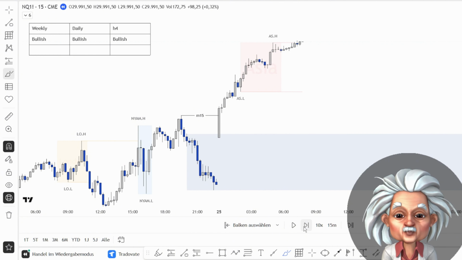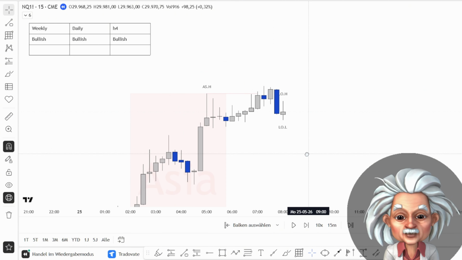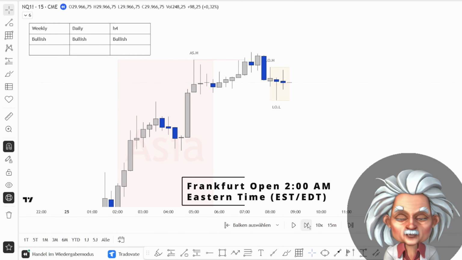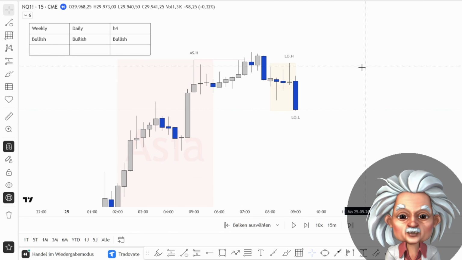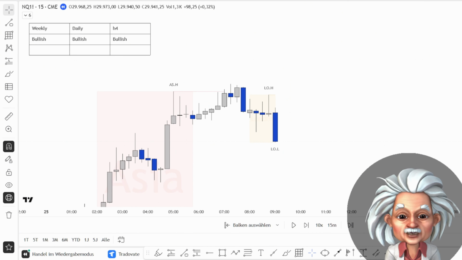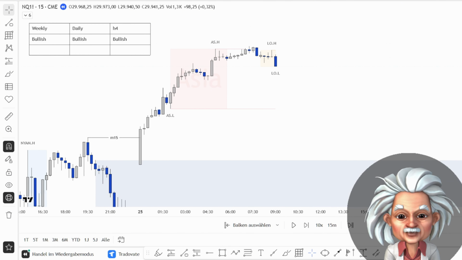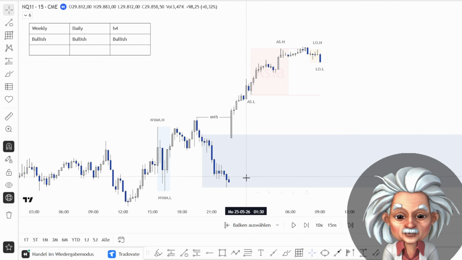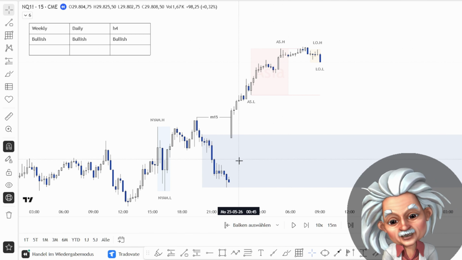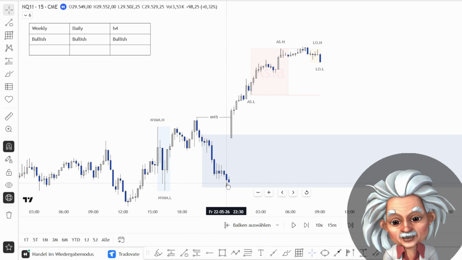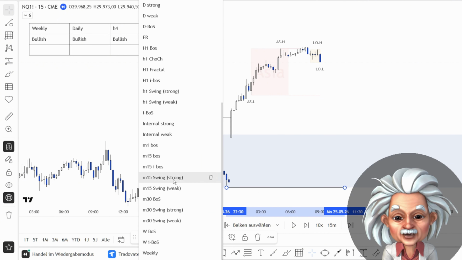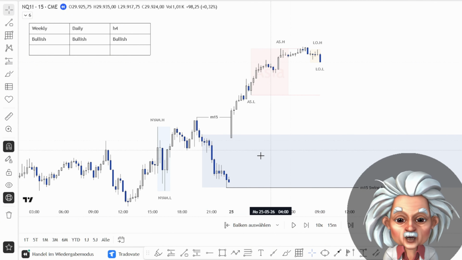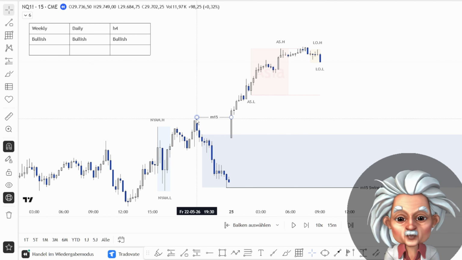Then when we move forward a little bit, this was the beginning at Frankfurt, 8 o'clock. I usually wait a little bit, because there was nothing really special for me. As we discussed in the previous video, if you saw it, you have to always see the dealing range. This is the dealing range. This is the M15, in this case the strong low. Why? Because it broke structure to the upside.